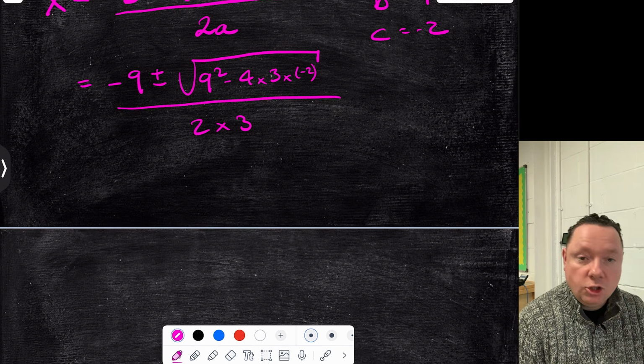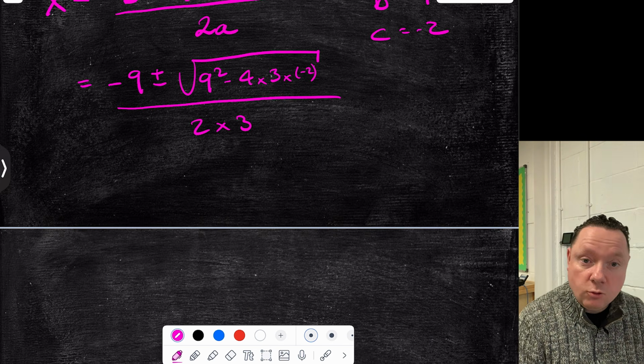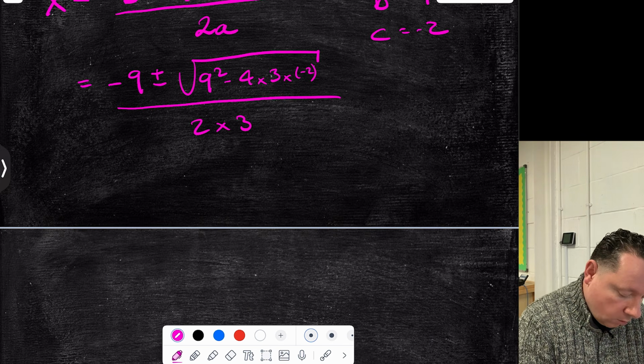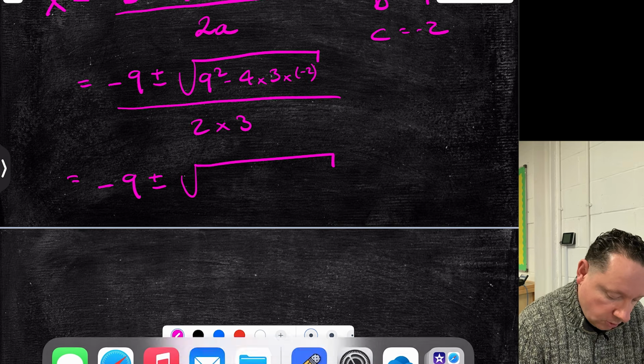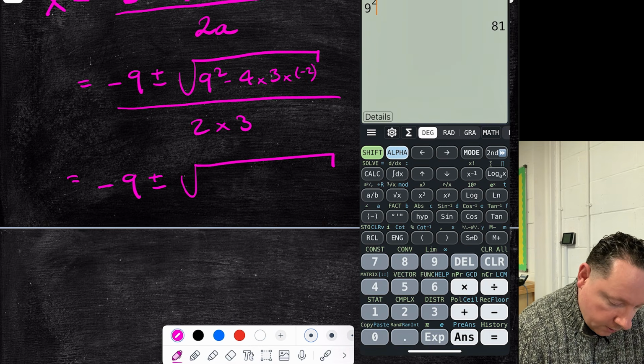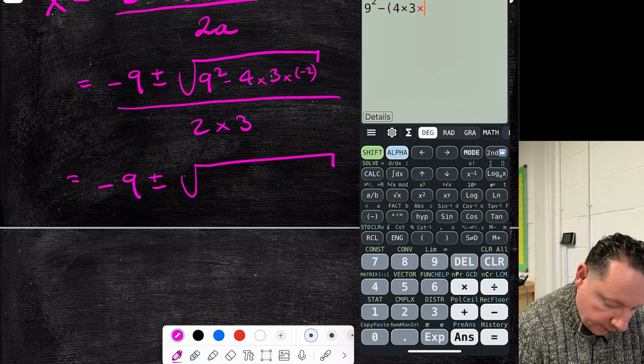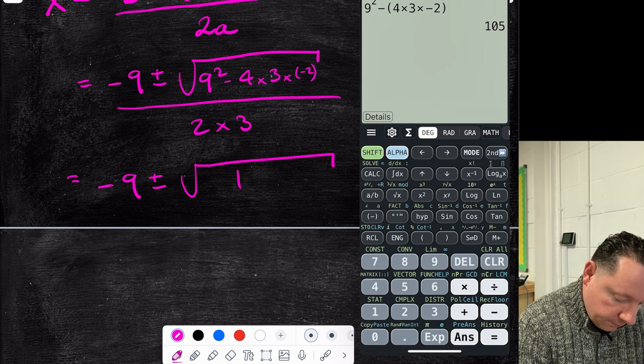So you get a mark for substitution usually, then a mark for working out the bit under the square root sign, which is called the discriminant. So I'll work it out next. Minus 9 plus or minus the square root of, well, 9 squared is 81. Well, let's use a calculator, shall we? So we've got 9 squared minus, I'll open a bracket, 4 times 3 times minus 2. That's 105, all over 2 times 3, which is 6.